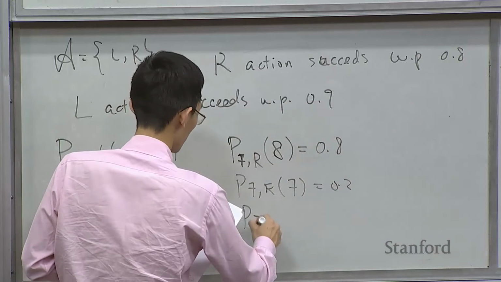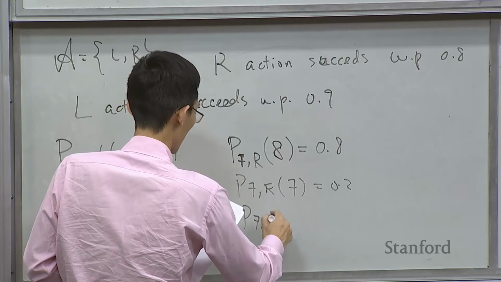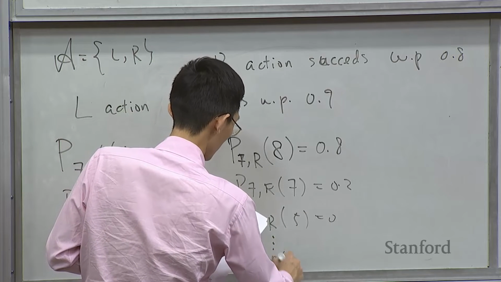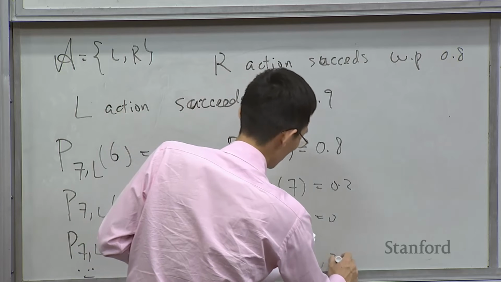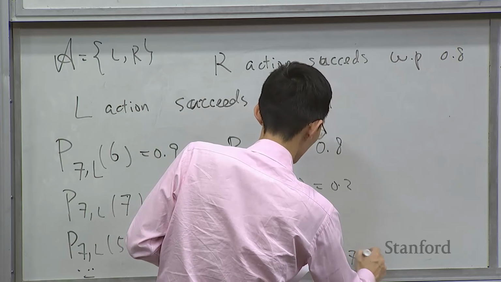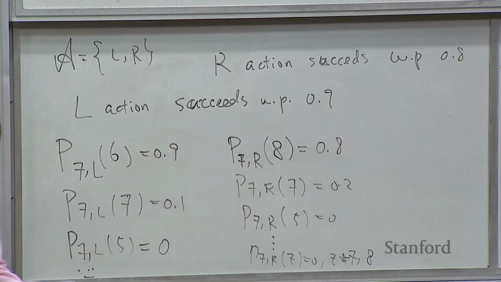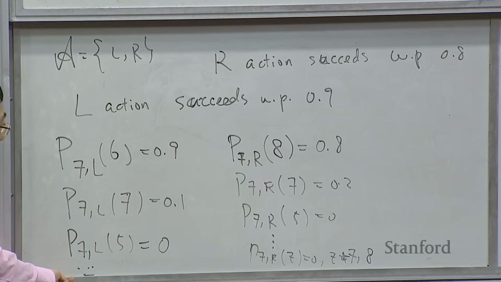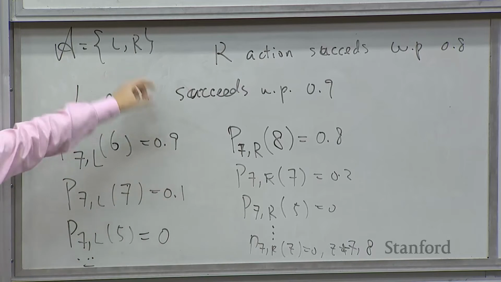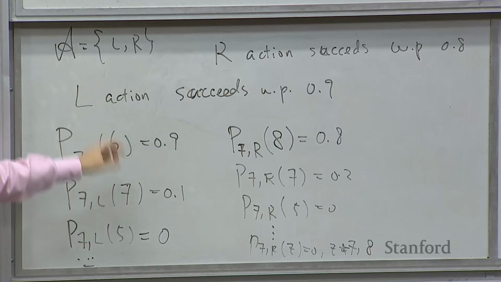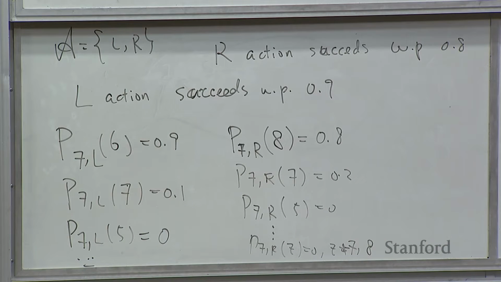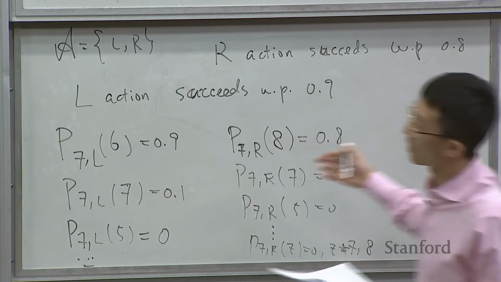So that means P(7, R), for state 5, will be 0, and all the other P(7, R, z) will be 0 if z is not equal to 7 or 8. And you can define whatever transitions you want. Using the same approach, you can write out all the transition probabilities for every state-action pair. Okay, so that's my description of the environment.